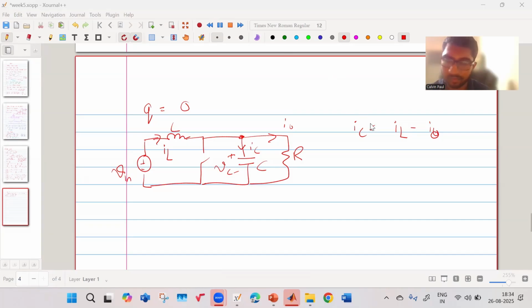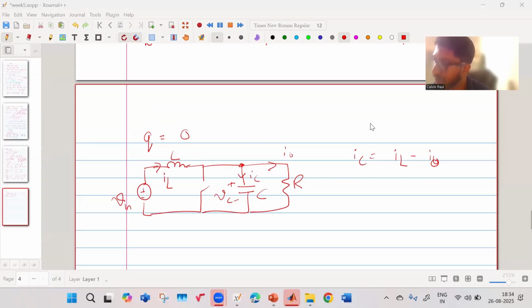IL will be greater than I naught. Why do you think so? Because power remains constant. The input voltage is less than the output voltage, so the input current will be more. Yeah, correct, very good. So your IL is more than your I naught. That means your IC is positive. If your IC is positive, what does it mean?